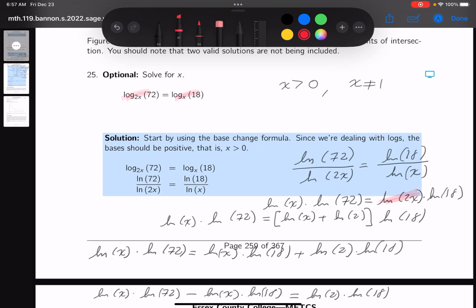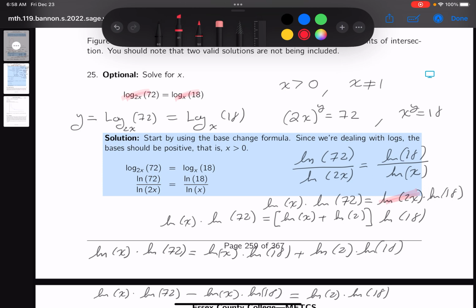So I introduce a variable, I say y equals. And what does it equal? It equals the log base 2x of 72. And it also equals log base x of 18. And I'm just going to use the definition of logs to rewrite as an exponential. So what would you get? You would get (2x) to the y is equal to 72. And you'd also get x to the y is equal to 18.